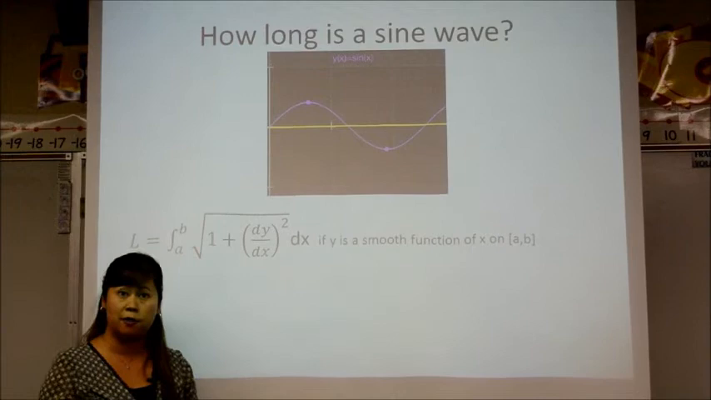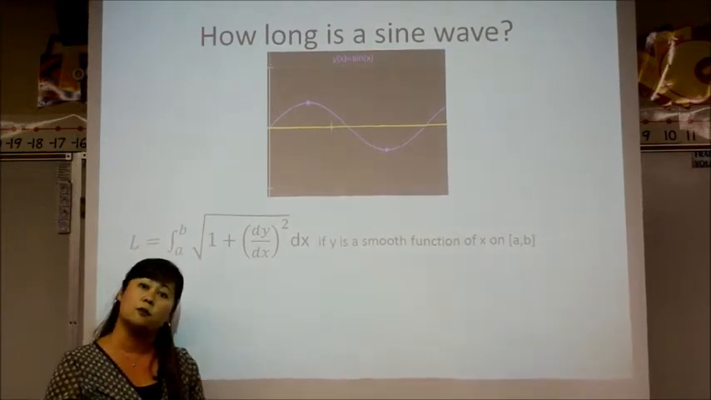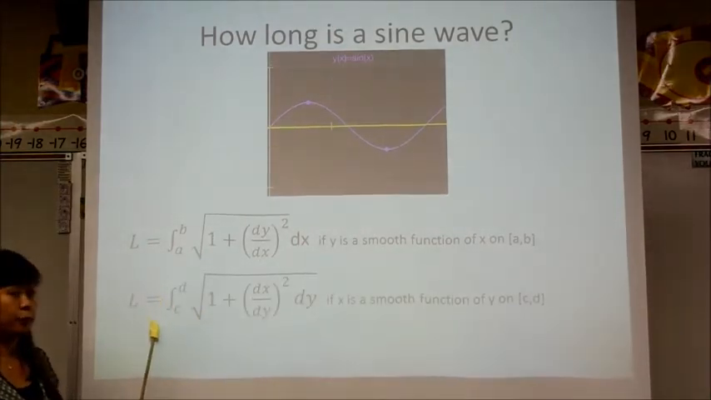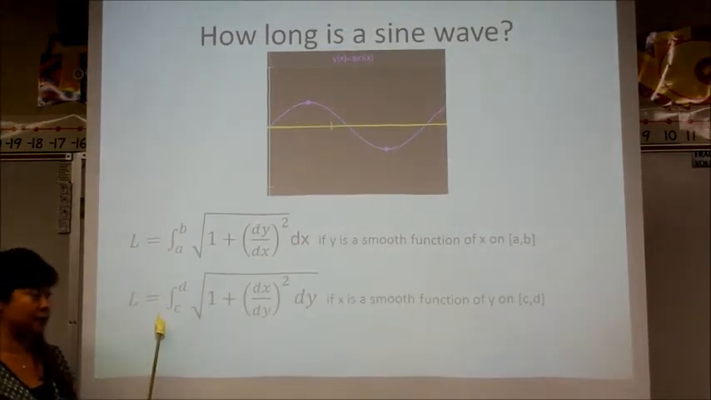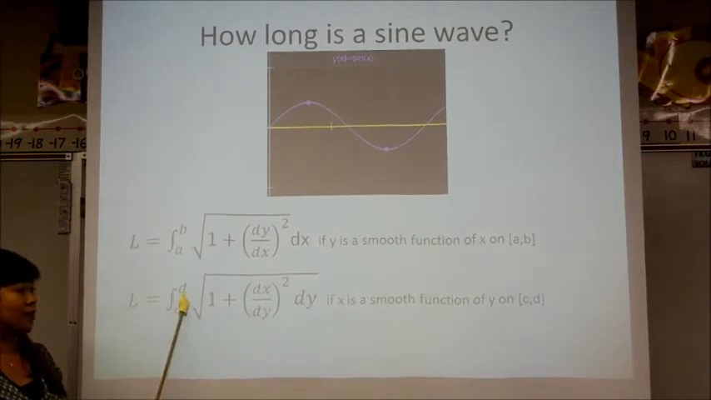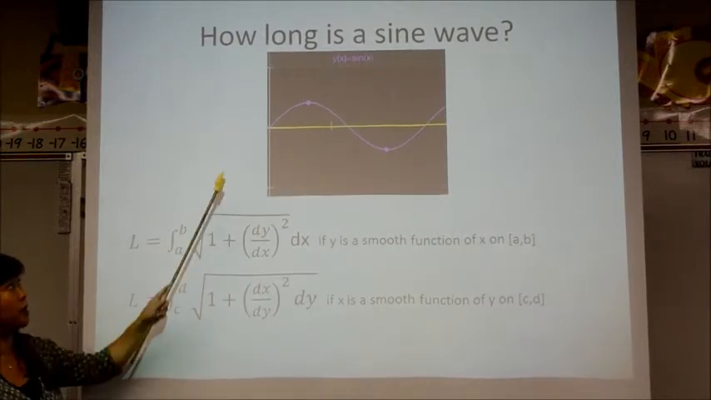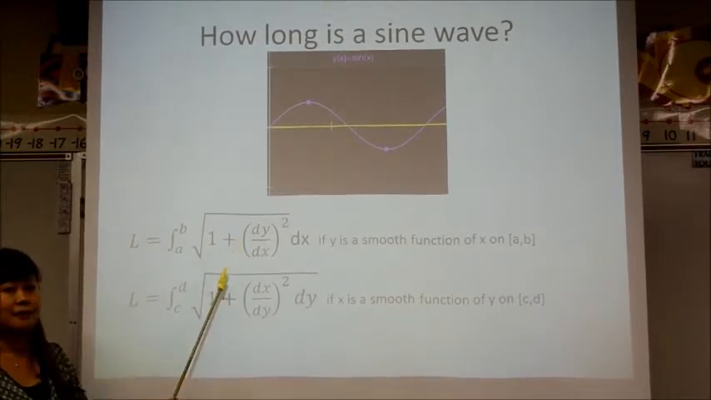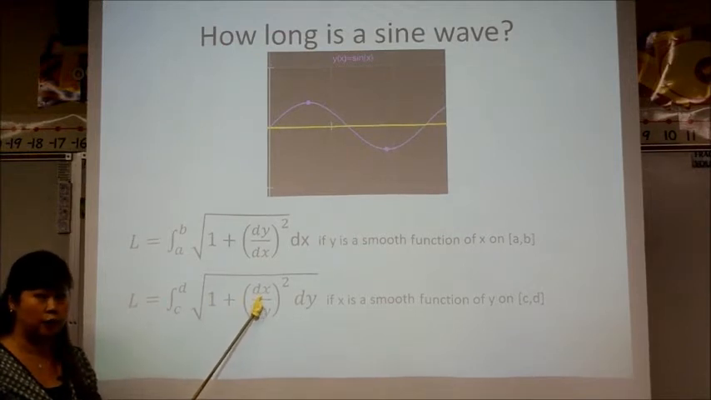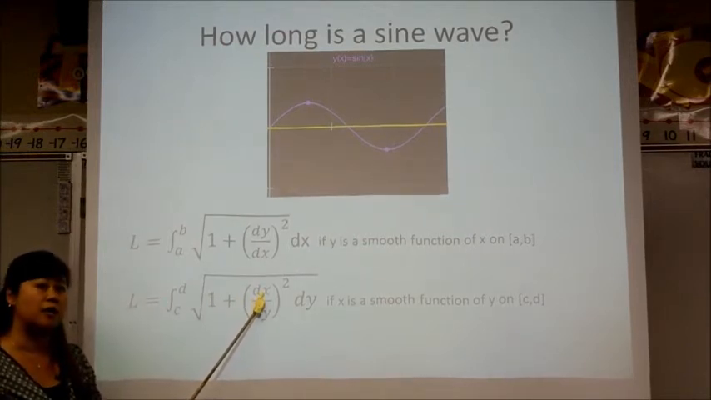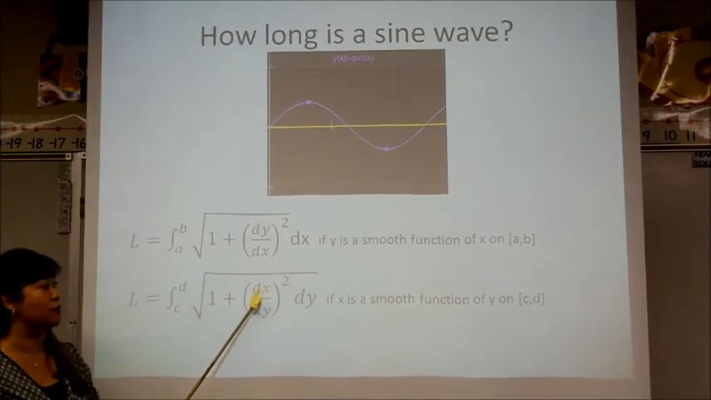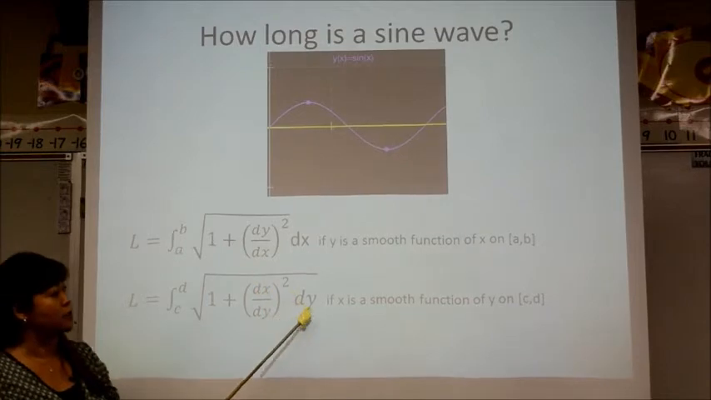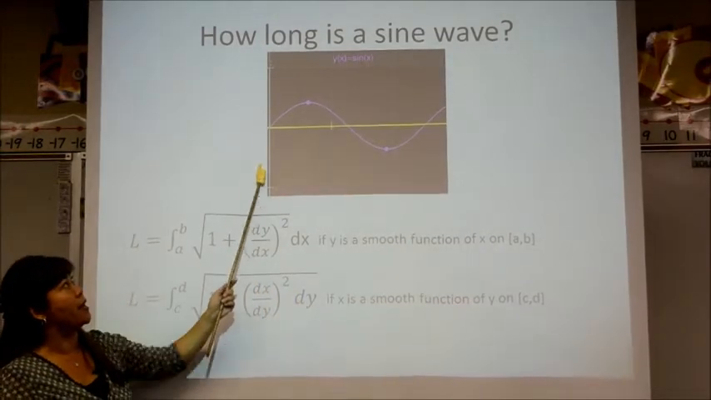Because we've had problems like that for AB. When we revolve things around the y-axis, remember we had to change the equation? Similar to that, we're going to have another equation for the graphs that are on the y-axis. Then the limits are C to D, because these limits change. They have to be the y-axis limits right there. But the formula is exactly the same. The only difference is the derivative right here, because you're going to have x equals the rest of the equation, so you have the derivative of x in respect of y, squared, dy. And so again, this is when the graph is smooth on the y-axis.